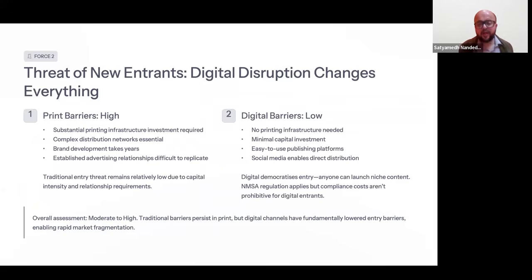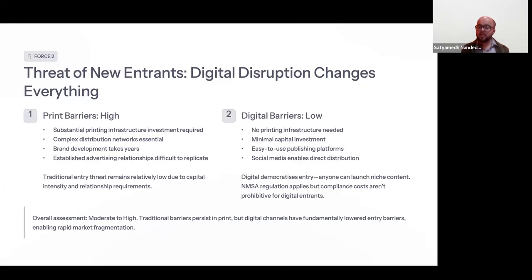When we talk about threat of new entrants, in the print market, the threat is substantially high, but in the digital market, I mean, it's easier for people to enter the digital market as compared to the print market. The barriers are relatively higher in the print market because you need that infrastructure, plus there is a high fixed cost. Development takes years. But on the digital platform, you don't really need a printing infrastructure. You just need someone with a laptop, and that is most of your job done.